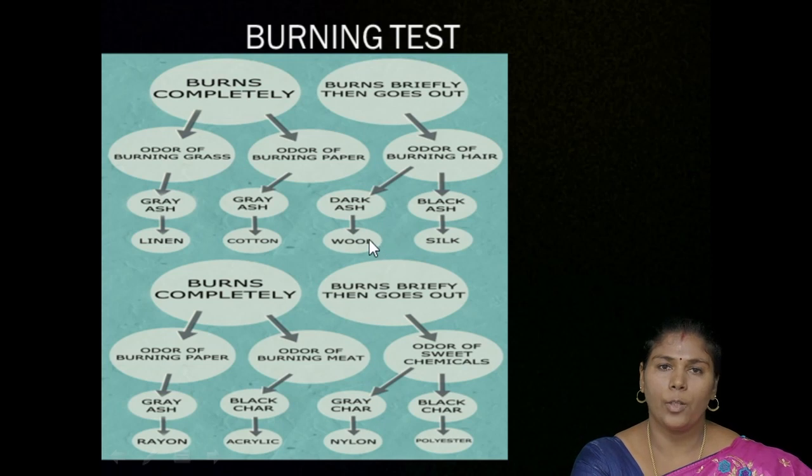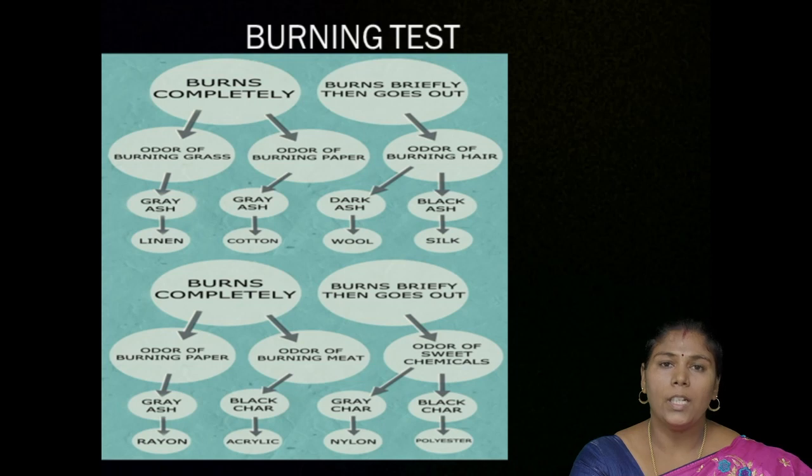The next natural fibers are wool and silk. Silk fabrics, when shown to the flame, generate a black ash, and wool generates a dark ash. Both of them generate an odor of burning hair as they are generated from animal sources. Both wool and silk burn briefly and then go off completely, whereas the natural fibers from plant sources, cotton and linen, burn off completely.